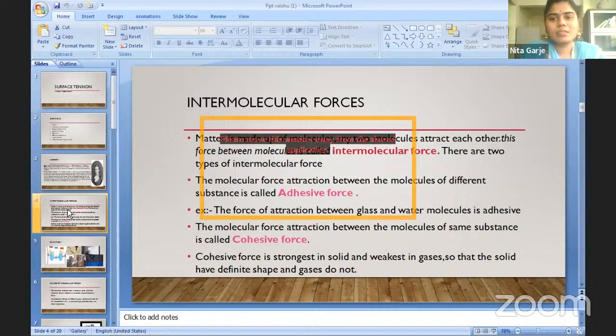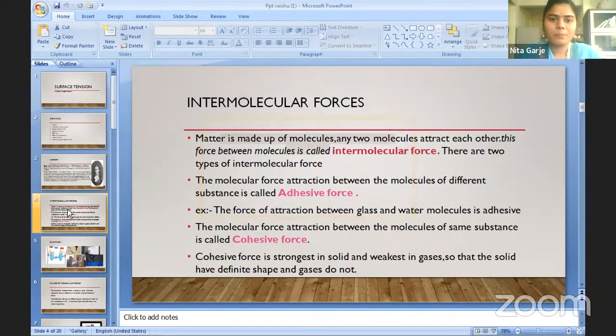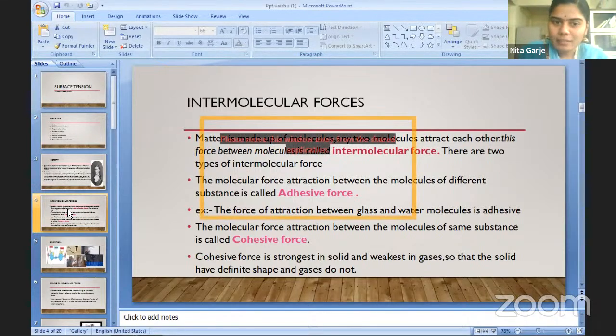Then we go to surface tension, but we already know about the intermolecular forces and the angle of contact, so I will take the first slide for the intermolecular forces, which are the cause of surface tension. Matter is made up of molecules. Any two molecules attract each other, and the forces between the molecules are called intermolecular forces.